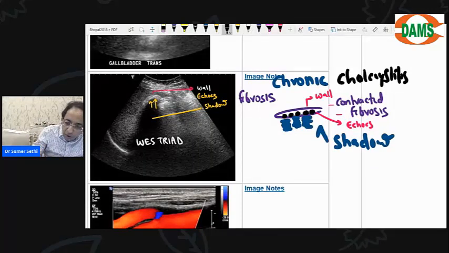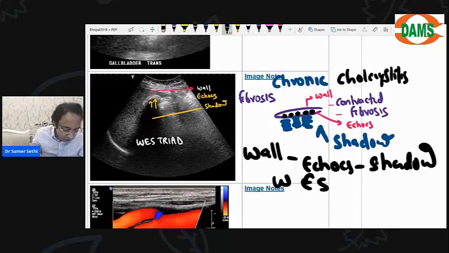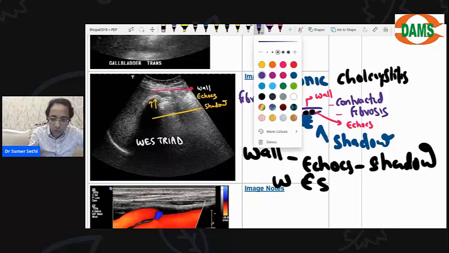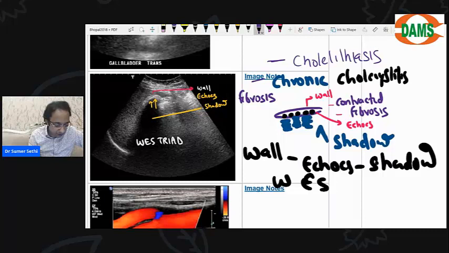So chronic cholecystitis, all you see is gallbladder wall with echoes because of stones, and then distal shadow, which is called as West triad. West triad is seen in chronic cholecystitis with cholelithiasis. Everybody understands? Okay.